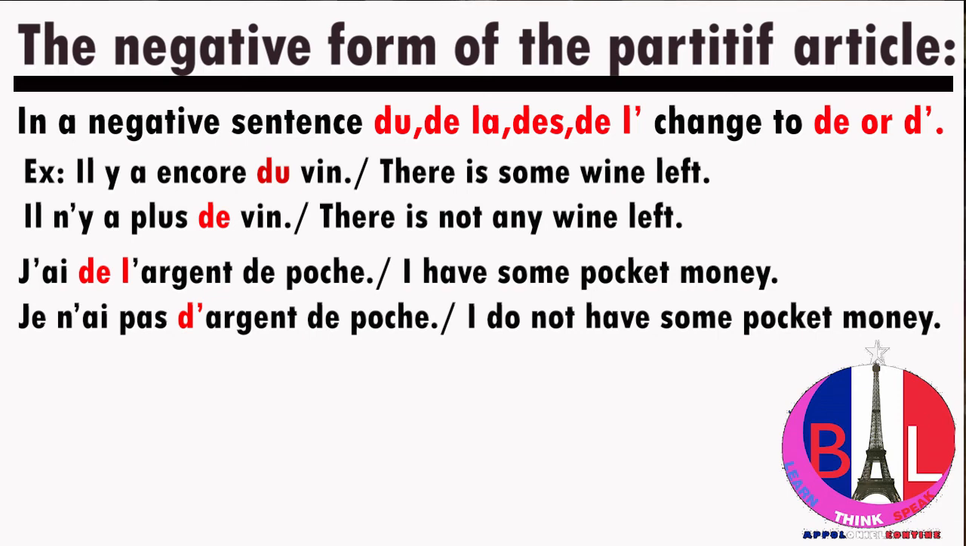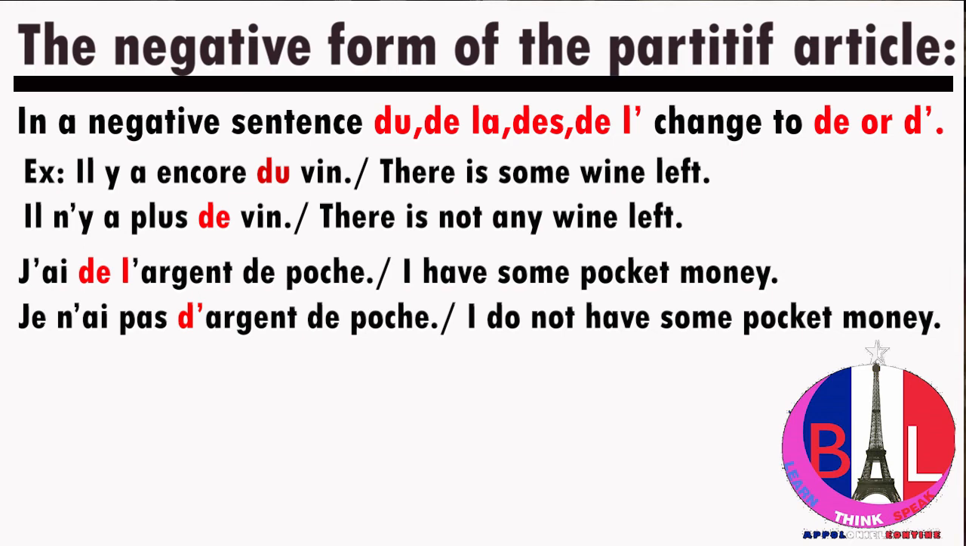Then in the negative form, de l' apostrophe will change to d' apostrophe. Je n'ai pas d'argent de poche. I don't have any pocket money. I think you can see the difference now.